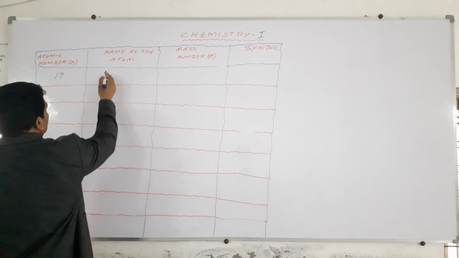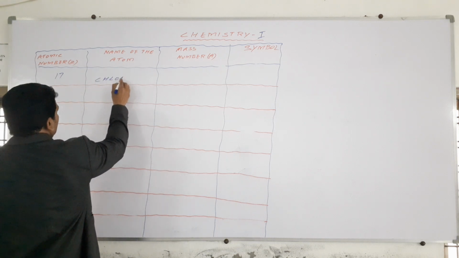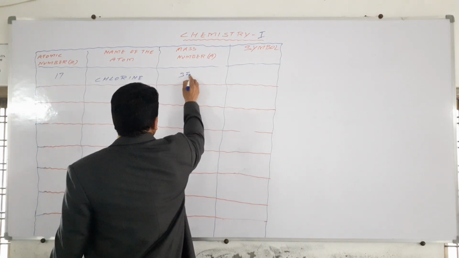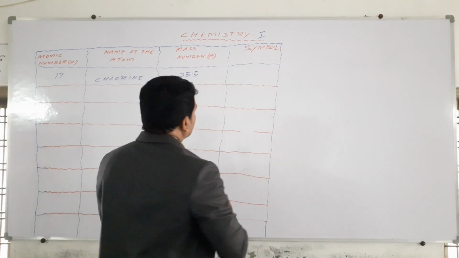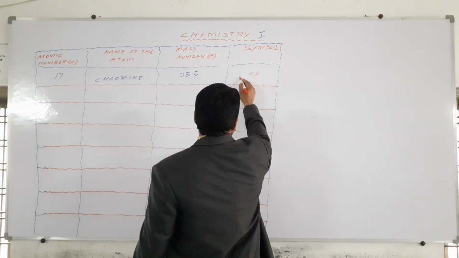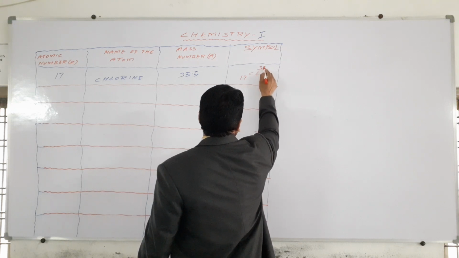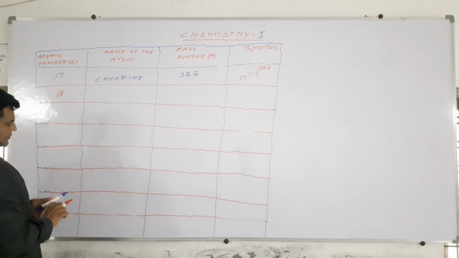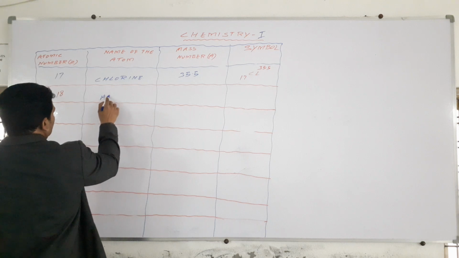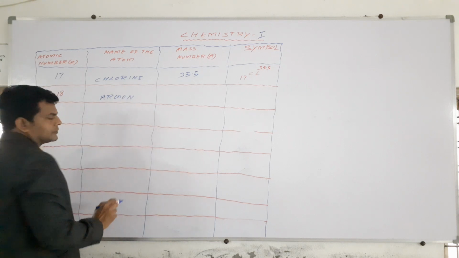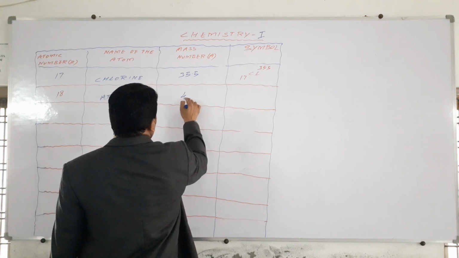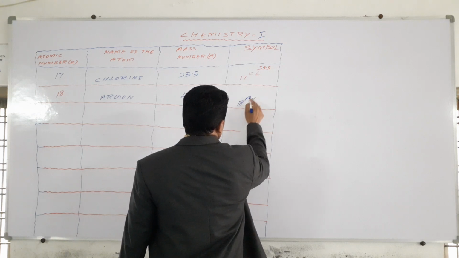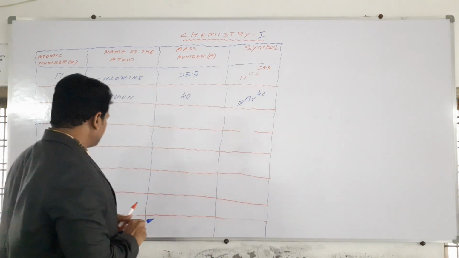Then 17, name of the atom chlorine. Mass number 35.5, symbol Cl 17 35.5. 18, argon. Argon, mass number 40, argon 18 40.